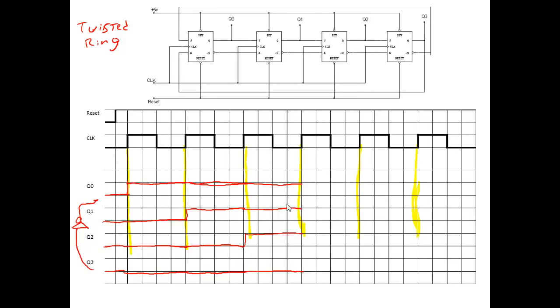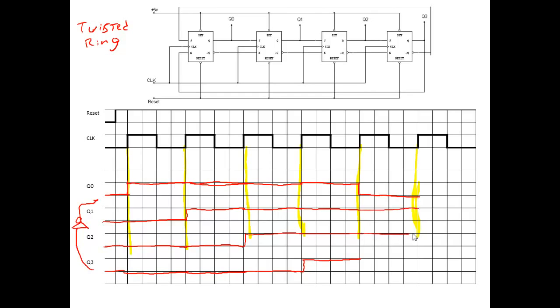Remember to look back right before the clock. This looks back, it's low, so it sees it as a high. This still sees a high. This still sees a high. Now this one sees a high. Q0 looks back at Q3. Now it's high, so it's going to inverse. It's going to see it as a low. So now it's going to go low.